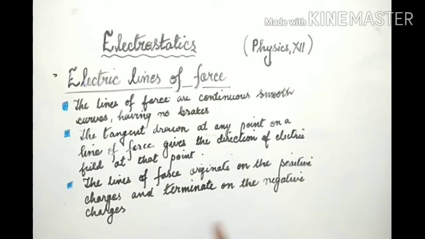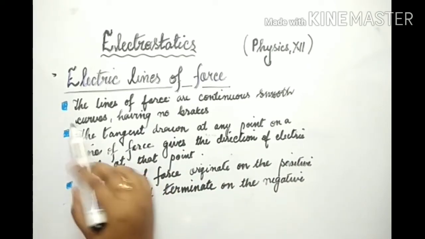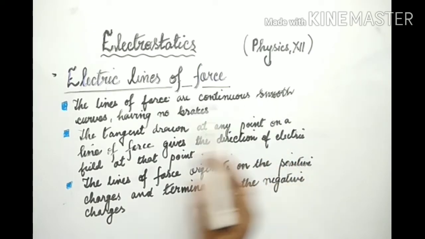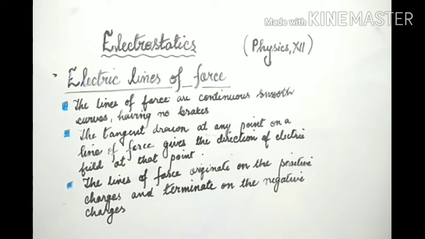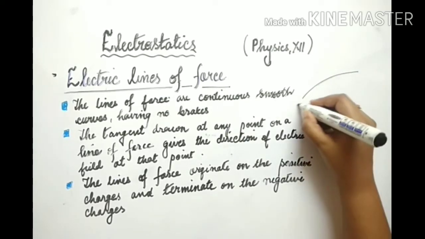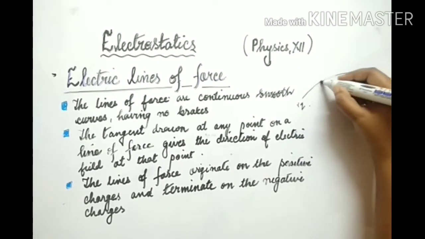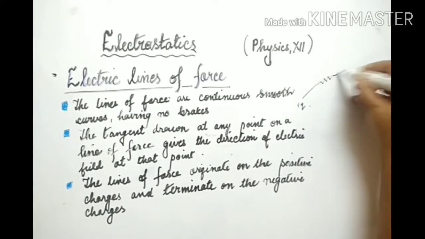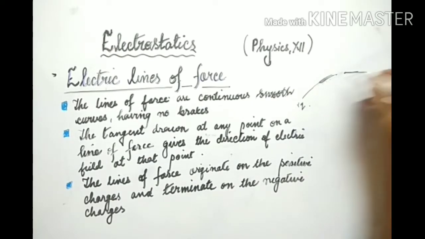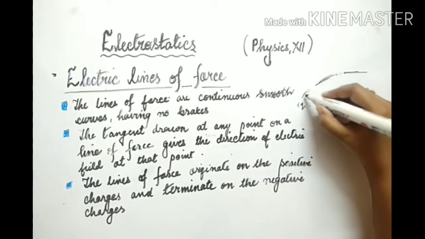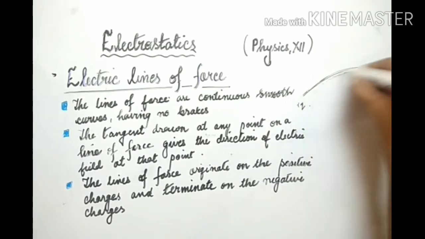So the electric lines of force are given in this manner. Let us see the first point. The lines of force are continuous smooth curves having no breaks. What does it mean? It means that the lines are continuous. Once it starts from a source charge, it will keep on moving. There are no breaks. It is continuous in manner.